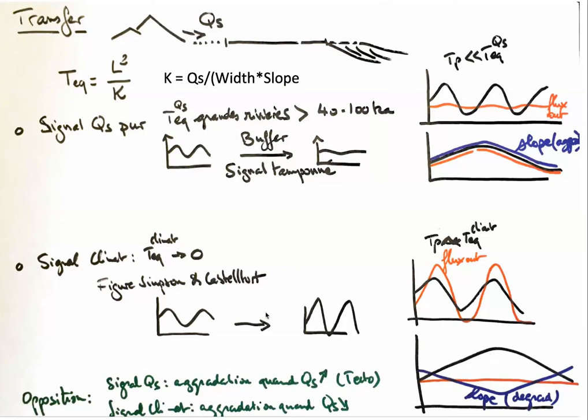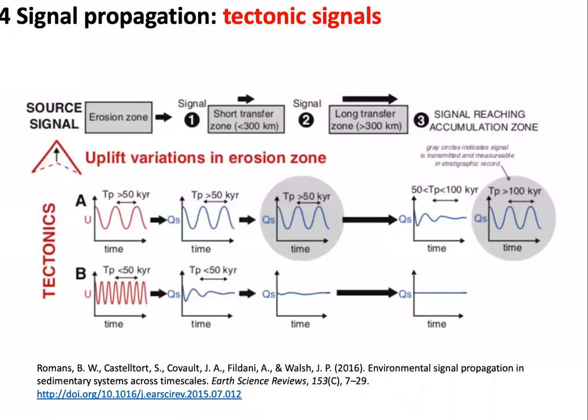I'm aware that perhaps this is a little bit confusing sometimes. It's not easy to explain. I hope you grab it, but otherwise I'm available to discuss it again one day or when you want. I just would like to go forward, and I'm skipping this because this is something you can find in this paper that you have. It's Brian Romans put together with the help of a few of us. And it's called Environmental Signal Propagation in Sedimentary Systems Across Timescales, a review paper.